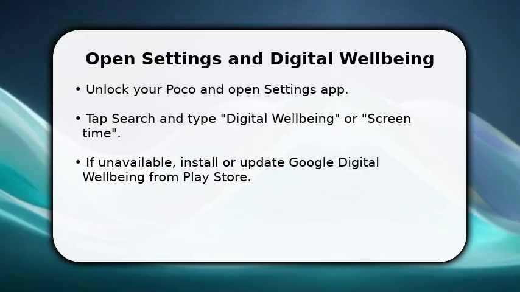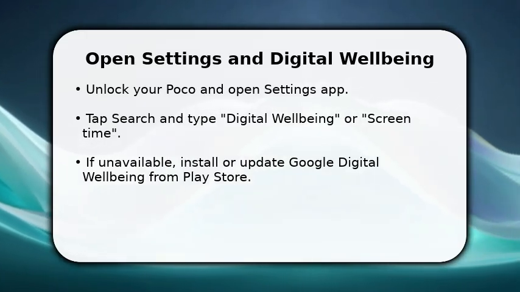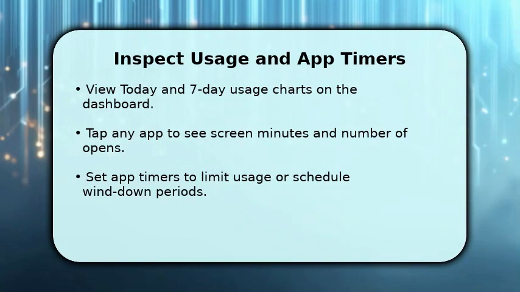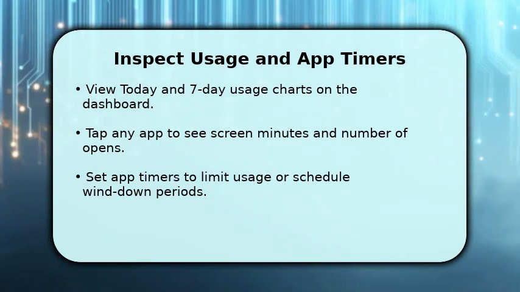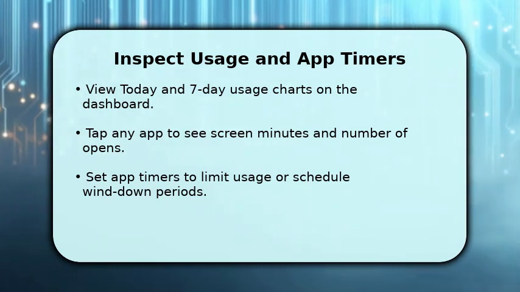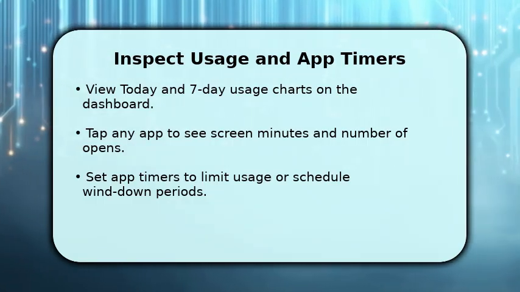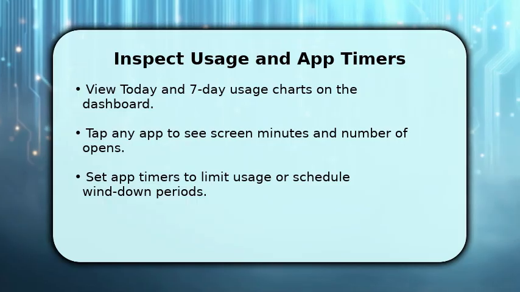Once done, tap the digital well-being entry to open the dashboard, which is where you'll get detailed usage statistics and controls. You now see a dashboard with today and 7-day summaries. Use these to compare patterns. Tap any app on the list to drill down into minutes used and how many times you opened it, which explains where most time goes.